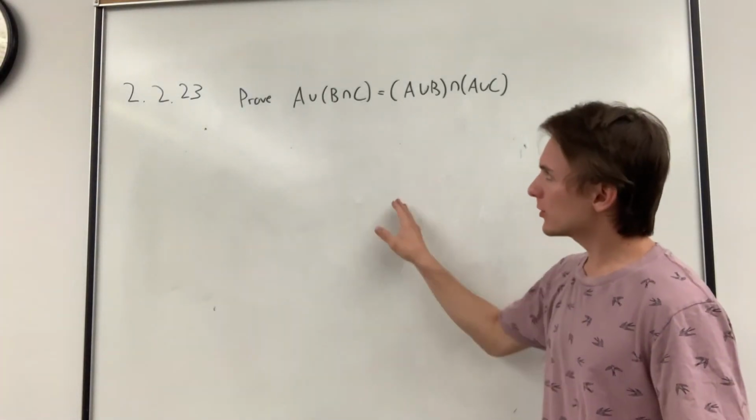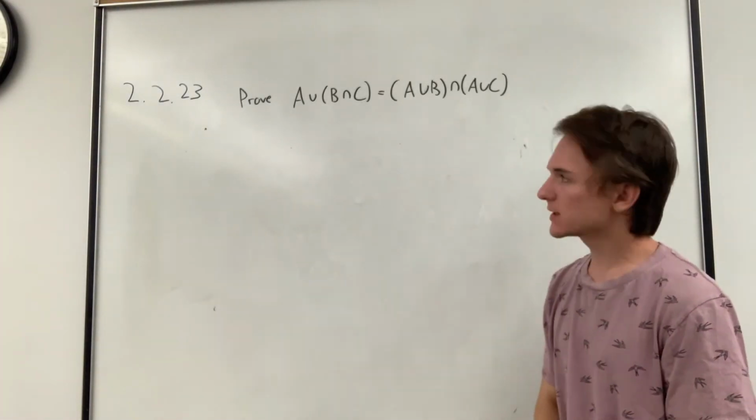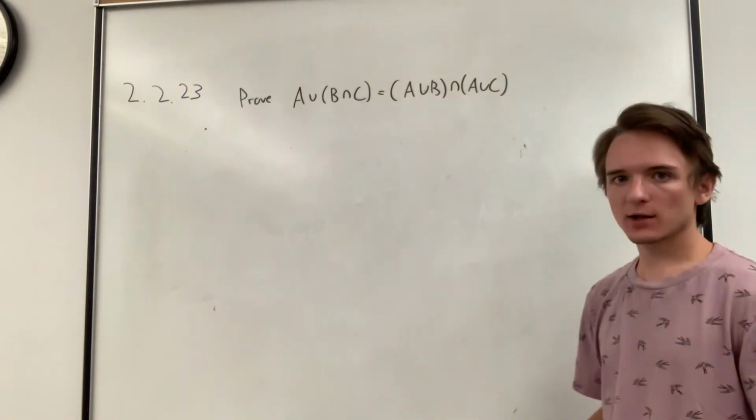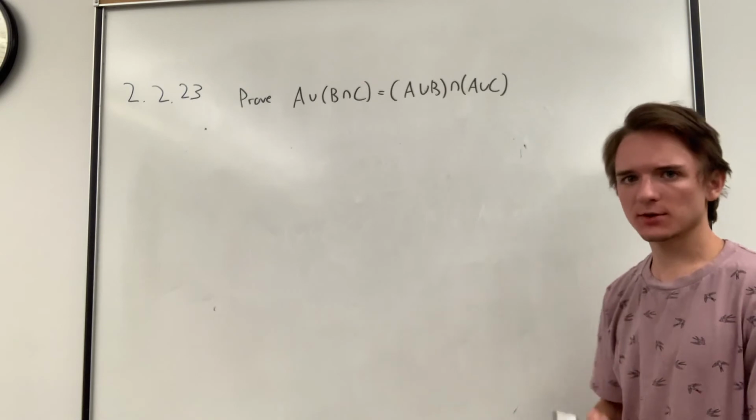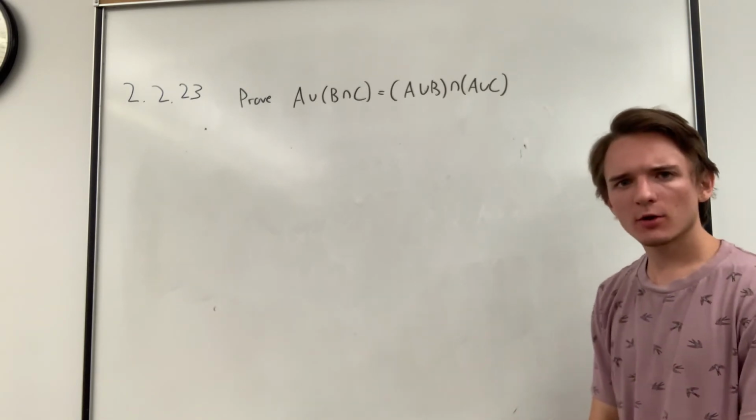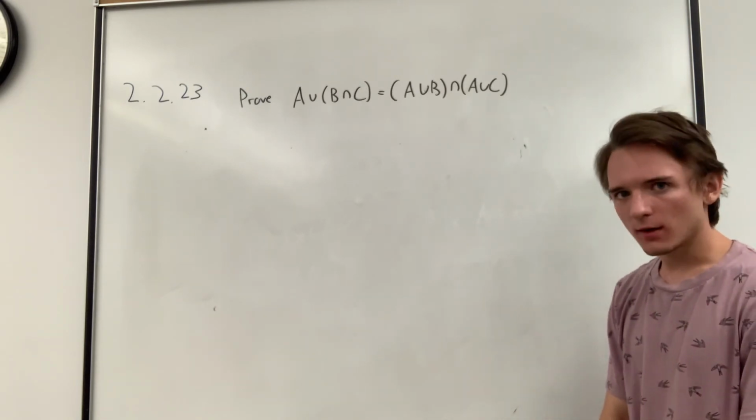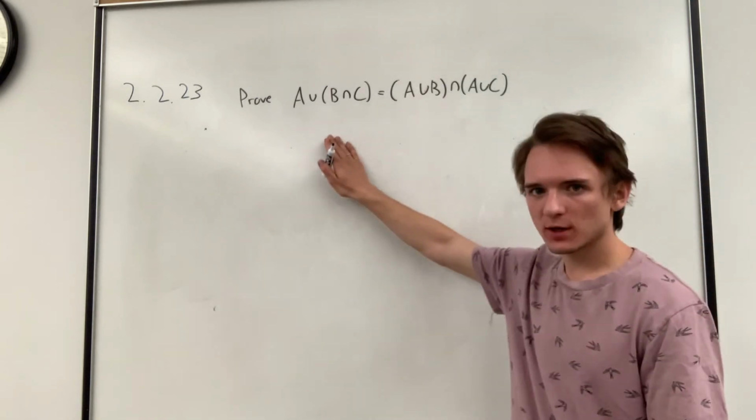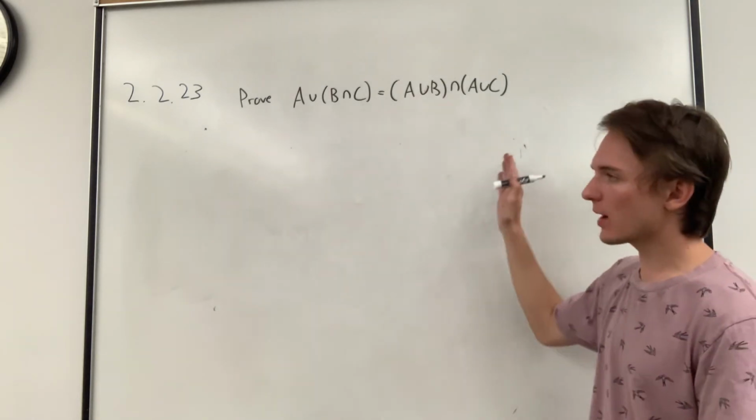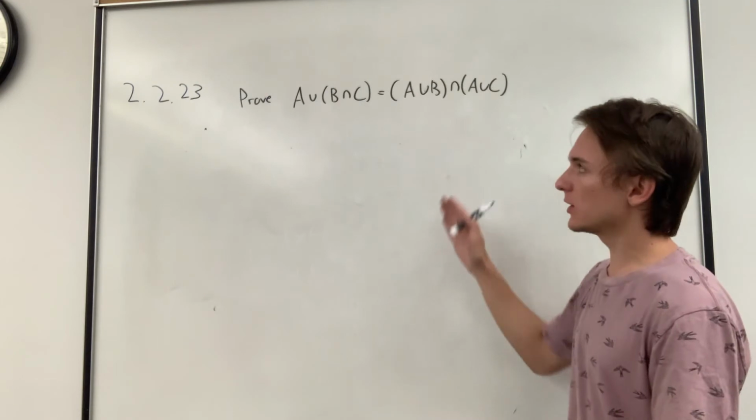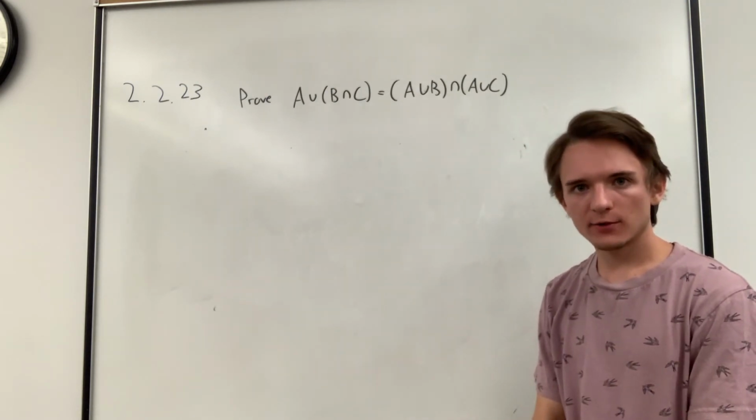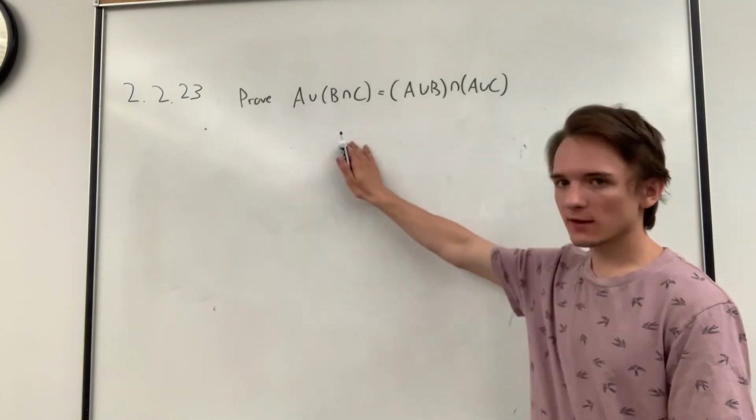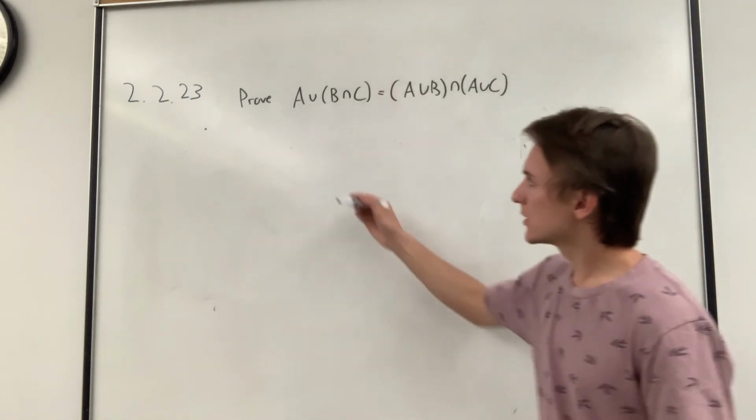Okay, so prove A union B intersection C is equal to A union B intersection A union C. And it wants us to assume that A, B, and C are sets. And so how do we go about doing a problem like this? Well, we want to show that the left expression is a subset of the right expression, and also that the right expression is a subset of the left expression. So we can begin either way. Let's begin with the left expression, right?